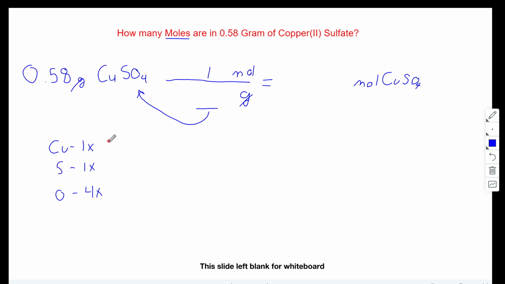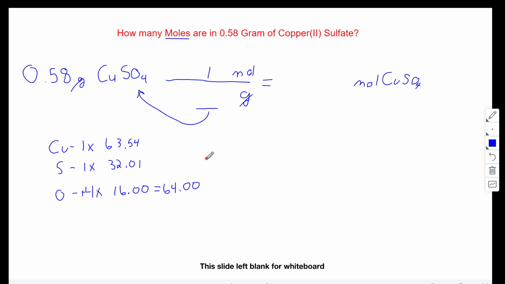Now, copper ends up having a molar mass of 63.54. Sulfur has a molar mass of 32.01. And oxygen has a molar mass of 16.00. Okay? So this one, I can't do addition and multiplication together, so we'll turn that into 64. So now we'll just go ahead and add all of these numbers together.